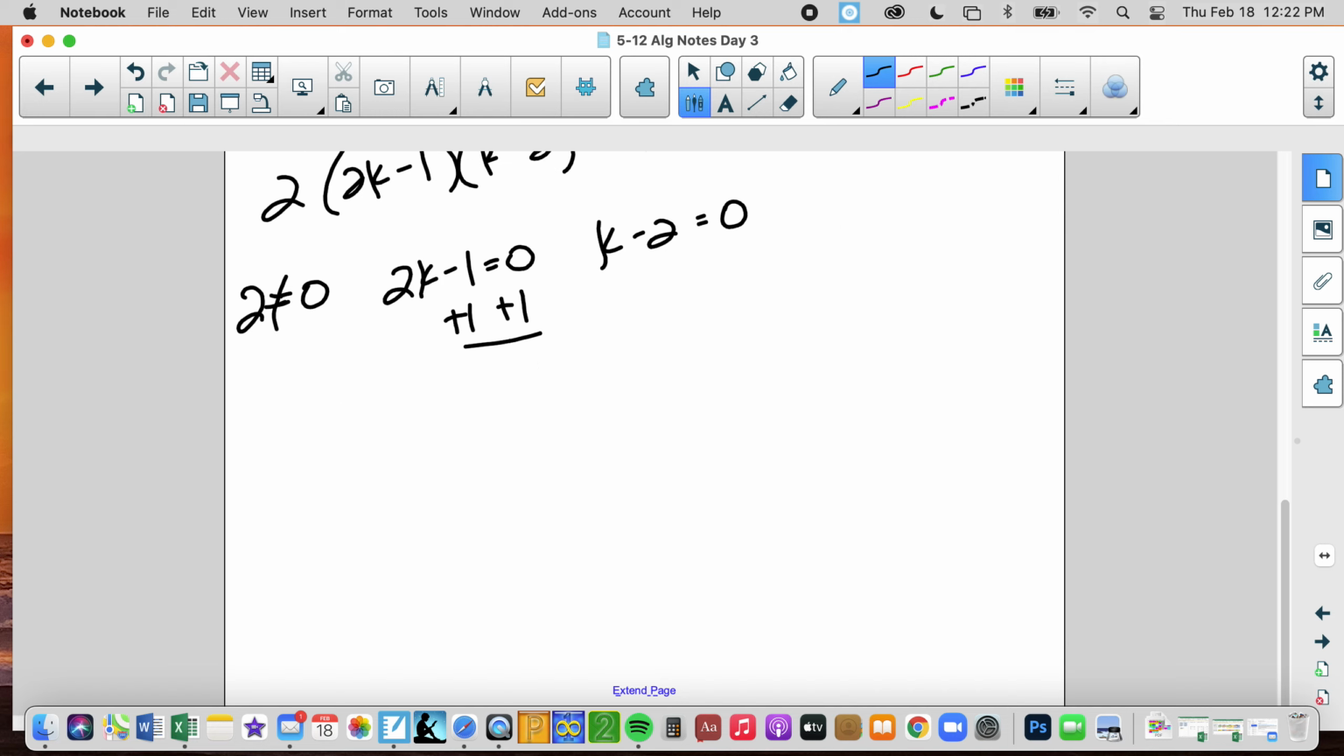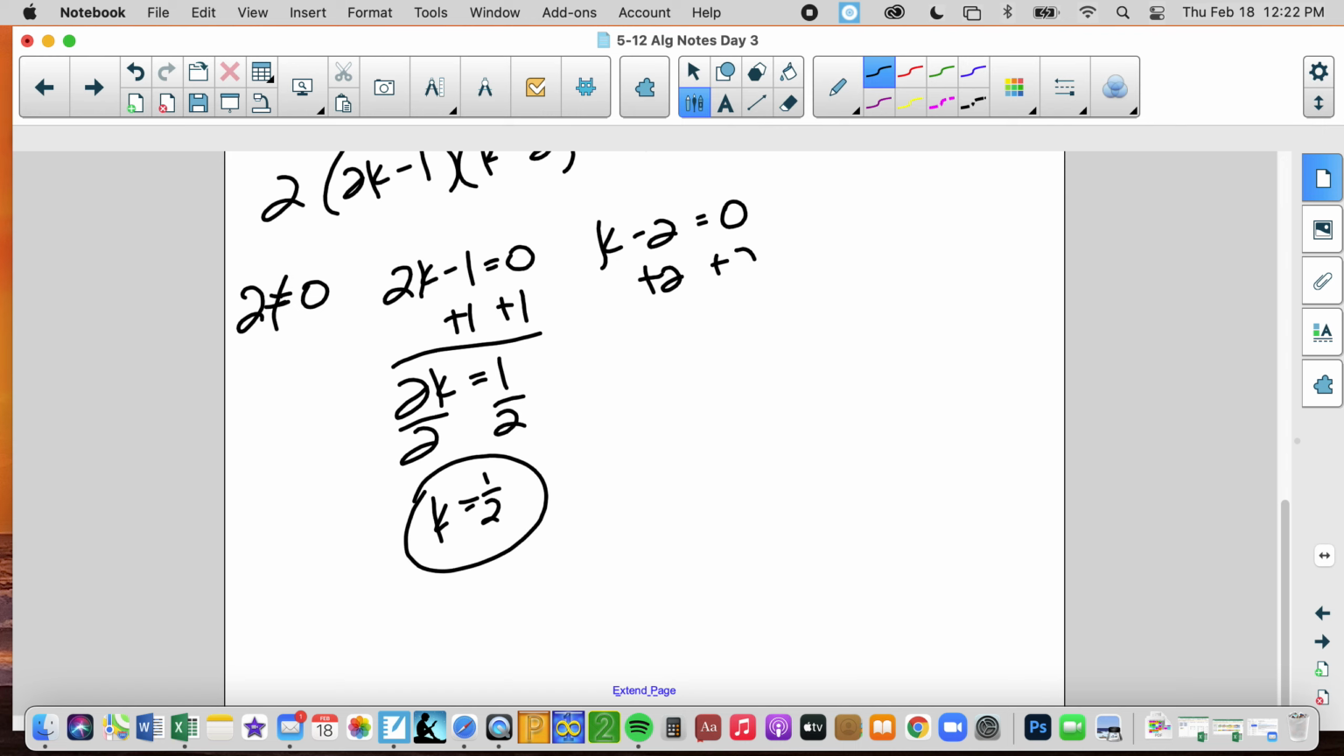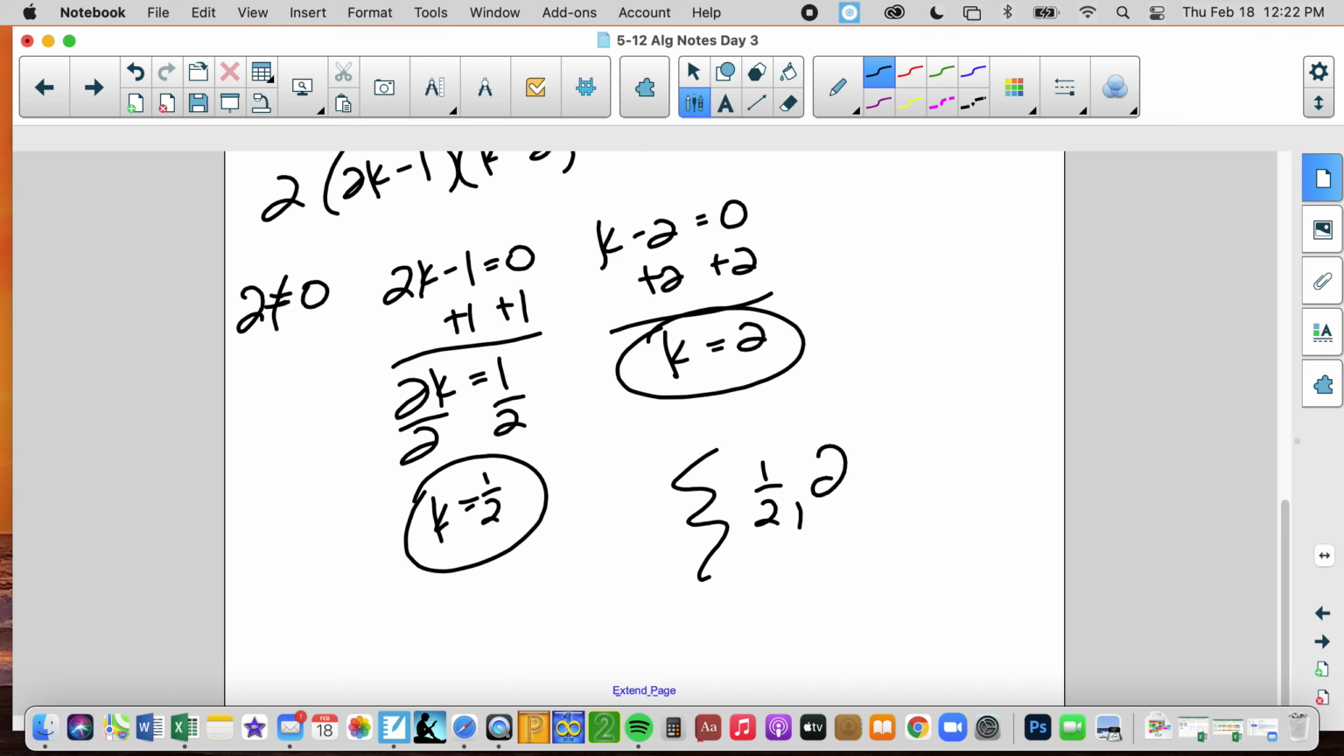We add 1, divide by 2, we get k equals 1/2. We add 2, and we get our solution is 1/2, comma, 2. All right, so that is the culminating, that is the final one. That is the most crazy quadratic equation that you're going to get.